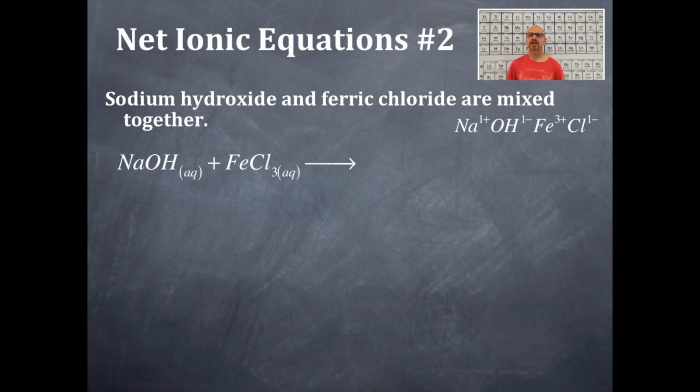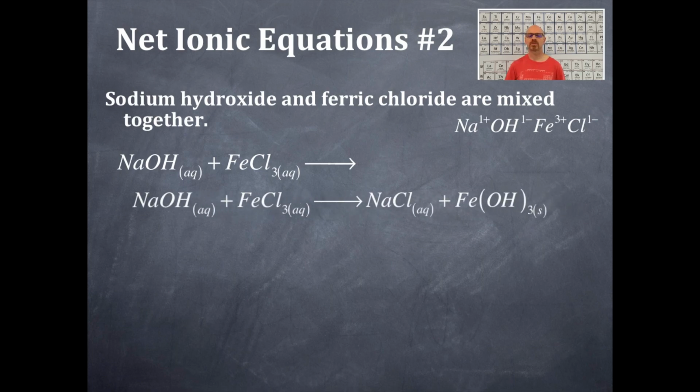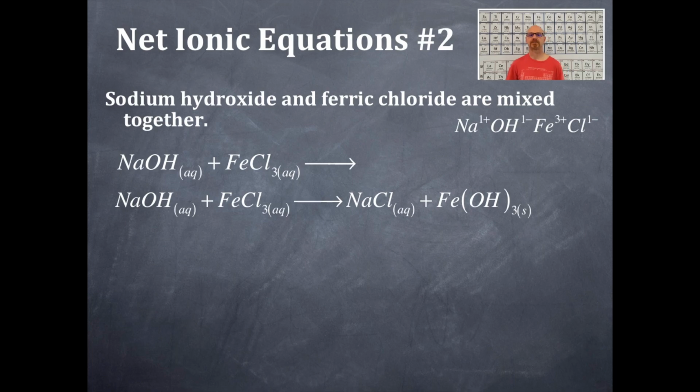Okay, in the lower right-hand corner of the solubility rules that I had on a previous lecture here, the hydroxides are insoluble except for ammonium ion, that's NH4 1+, or the alkali metals, which are group 1. So ferric hydroxide is an insoluble precipitate. That's why there's a solid right there.